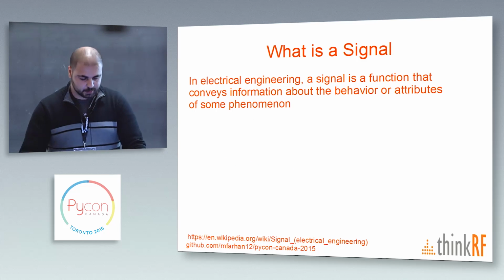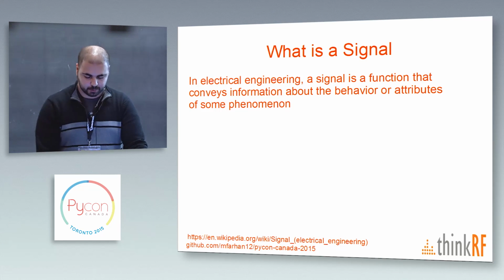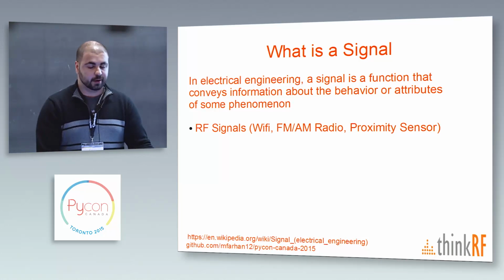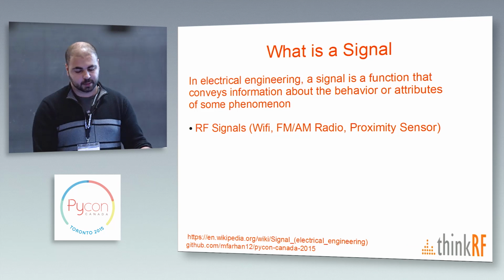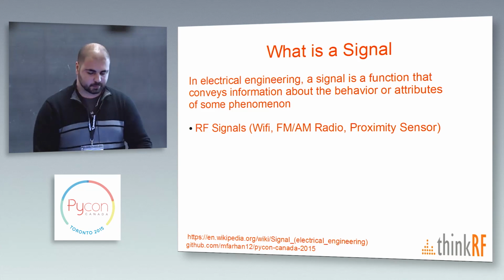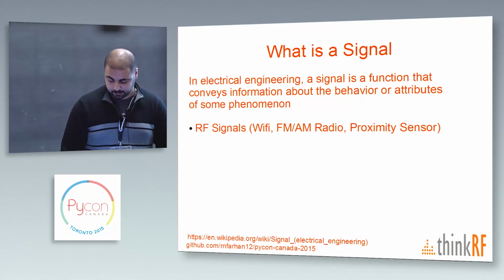So what is a signal? According to Wikipedia, it's a function that conveys information about the behavior and attributes of some phenomena. So these could be RF signals, so your Wi-Fi, FM radio, AM radio, and these are the ones I'm going to demonstrate today, and a proximity sensor.